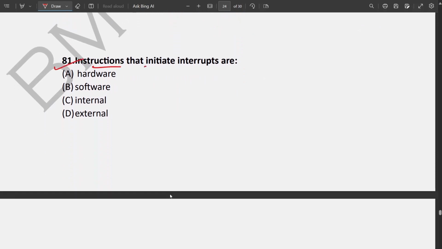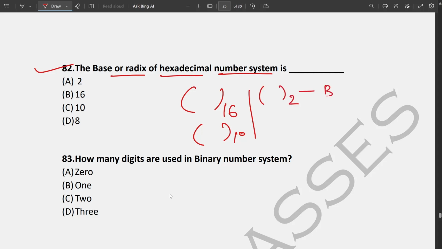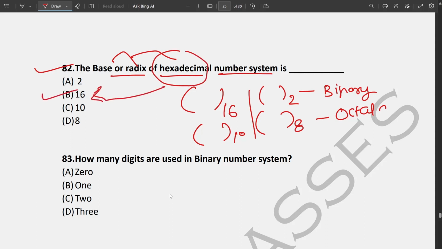Instructions that initiate interrupts are. Which instruction initiates interrupts? The answer will be software. Option number B is correct. Next, the base or radix of hexadecimal numbers. We have discussed that hexadecimal has base 16, decimal has base 10, binary has base 2, and octal has base 8. So the question was base and radix are same, hexadecimal. The answer will be option number B.